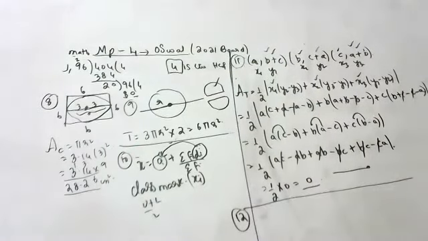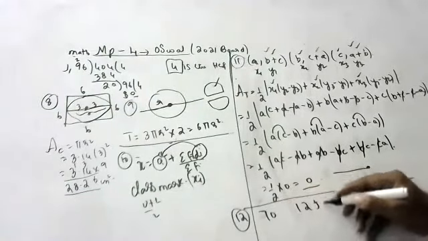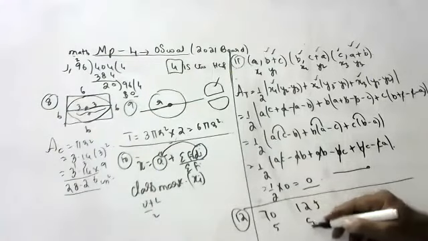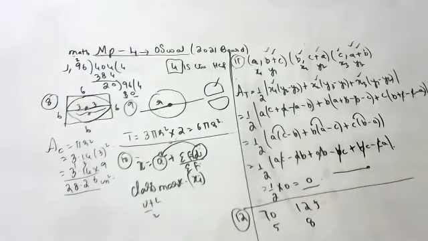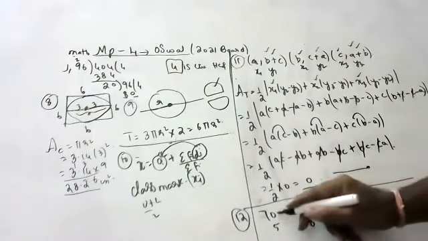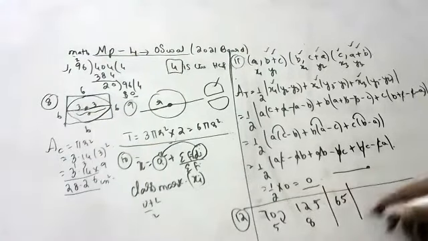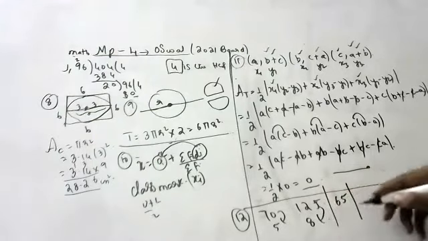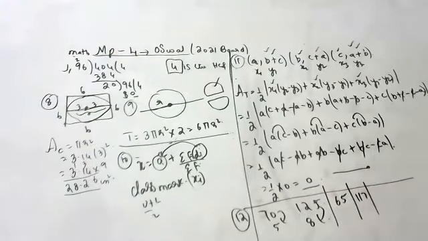Next one. The largest number which divides 70 and 125, leaving remainders 5 and 8. Okay, Kashish, can you tell? The largest number which divides both of them, leaving remainders 5 and 8. 70 minus 5 is 65. 125 minus 8 is 117. Can you please help me in finding the HCF of these both? Yes, sir. 65.